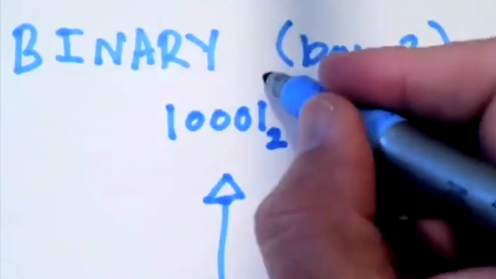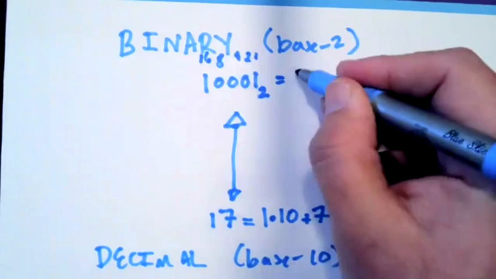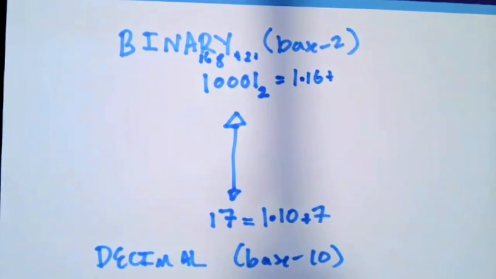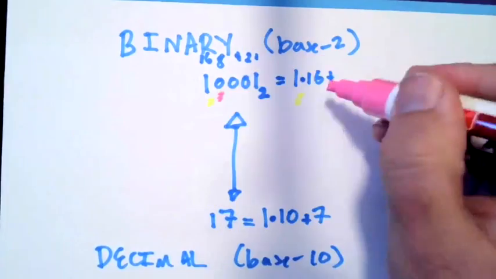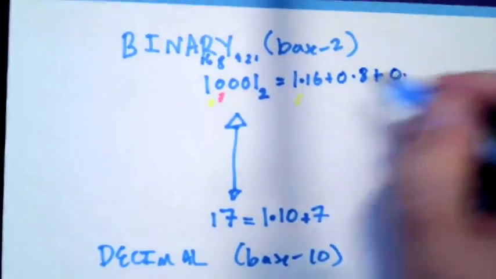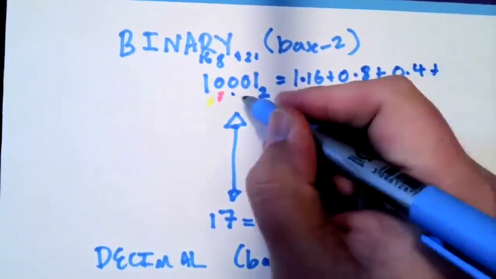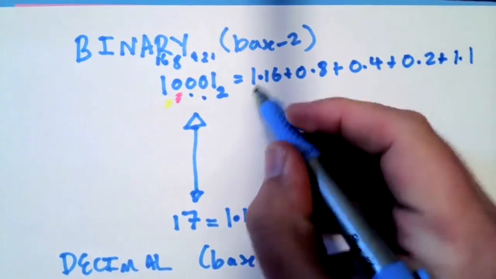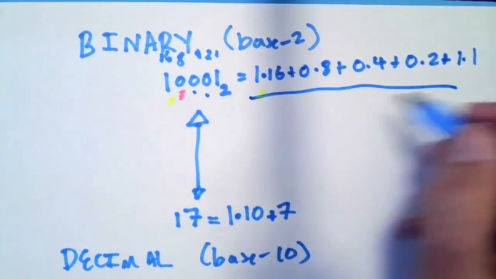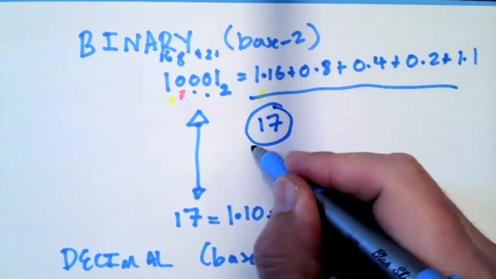So this goes 1, 2, 4, 8, 16. So we would have 1 times 16. You see this 1 here and here. And you would have 0 times 8. And then you would just keep going all the way down. So 0 times 4 plus 0 times 2 plus 1 times 1. And then you realize this is actually the same number. It's still 17. It's just written differently.